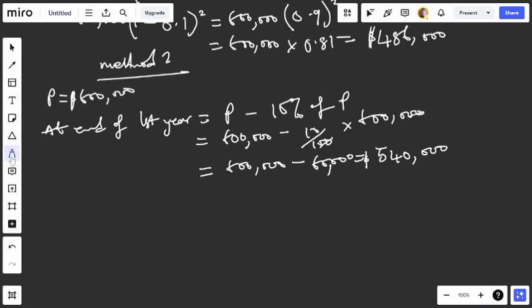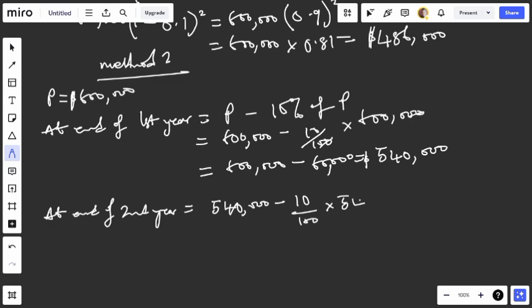So as the year goes by, the car is depreciating by 10% of its current value. So at the end of the second year, the car will be what? This is the current value of that car after the first year. So that will be 540,000 minus 10% of that. 10%, that's 10 over 100 of 540,000.